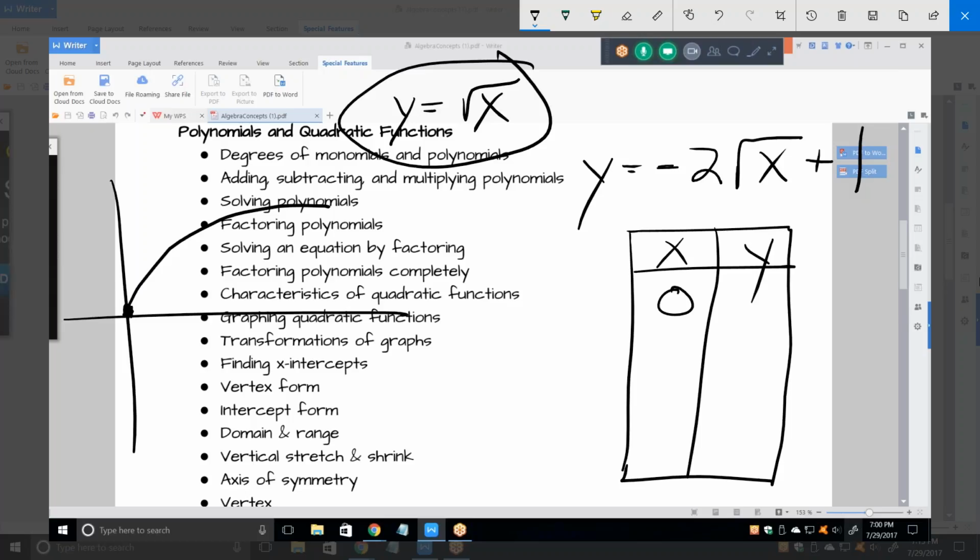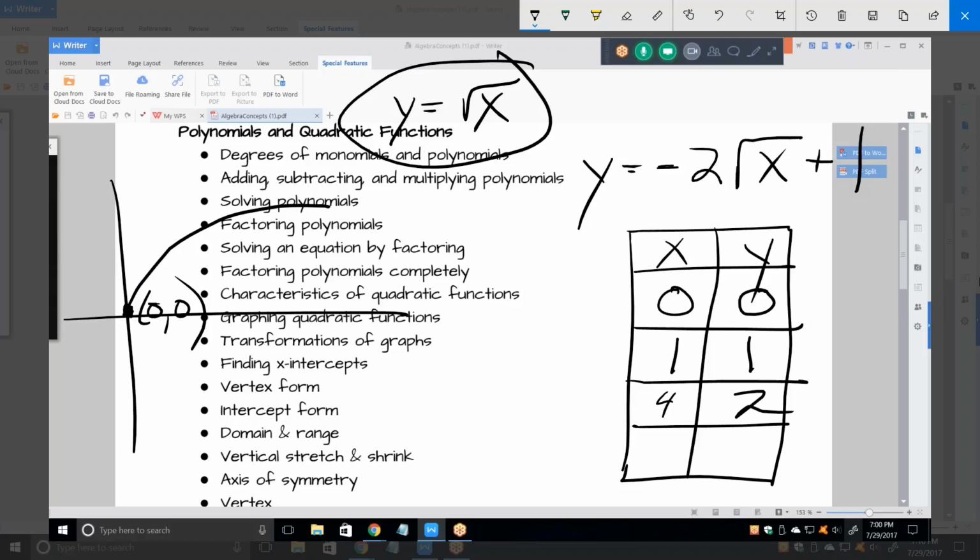Are you still there? Oh yeah. It just cut out. Yeah, I noticed there's a little bit of audio interference here. So when x is 0, what's y? 0. When x is 1, what's y? 1. When x is 4, what's y? 2. So all of these points are on this curve. In other words, there's the 0, 0. There's the 1, 1. And there is the 4, 2.